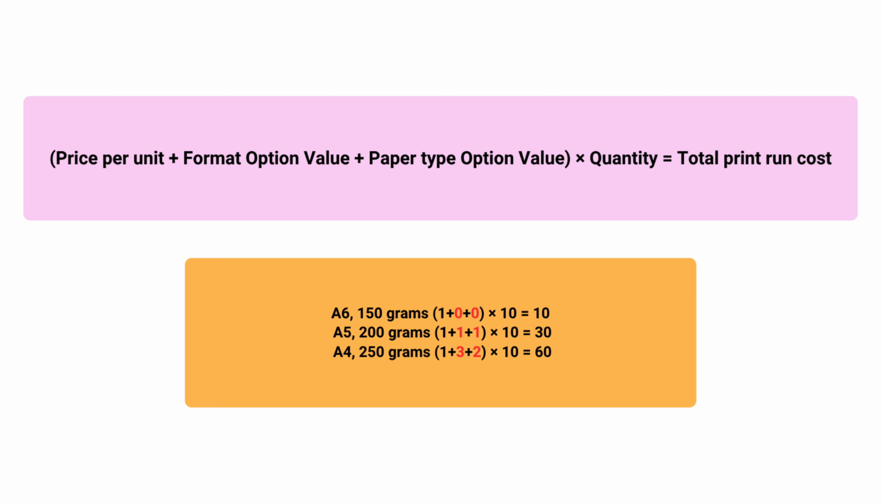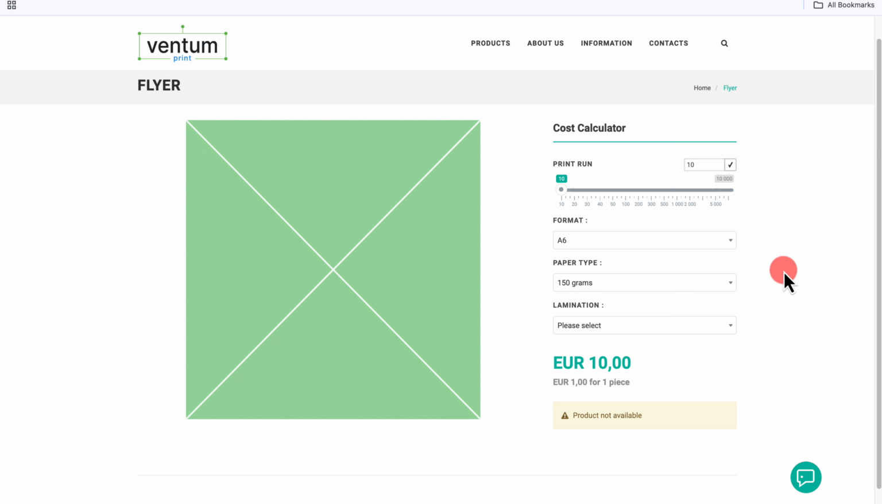We won't list all possible combinations here. Go to the product page and check. When choosing a 6 format and 150 gram paper type, the unit price does not change. The price is still €1 per piece. For a quantity of 10 pieces, the cost is €10. When choosing 200 gram paper, the price increases by €10. When choosing 250 grams, the price increases by €20. Options are not connected with each other, but all of them affect the unit price of the product.